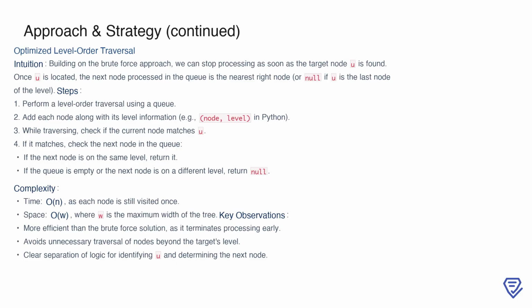When we find the node that matches U, we check the next node in the queue. If this next node exists and is on the same level, it is the nearest right node, and we return it. If the queue is empty or the next node is on a different level, we return null.